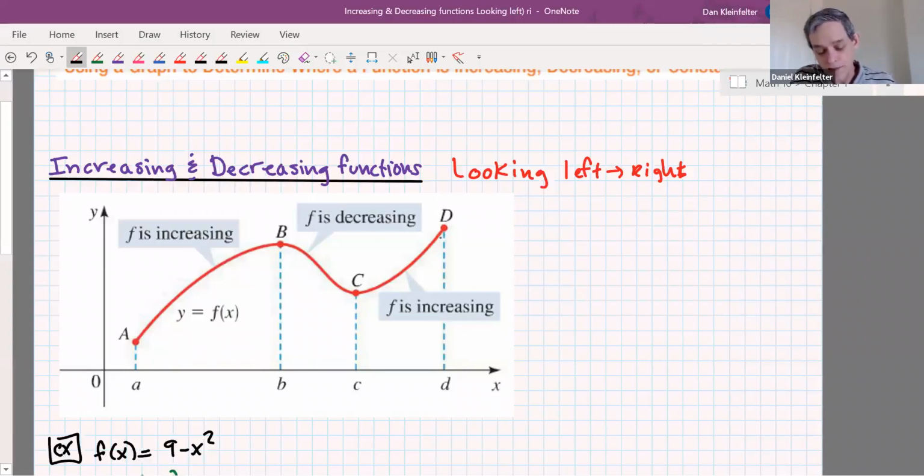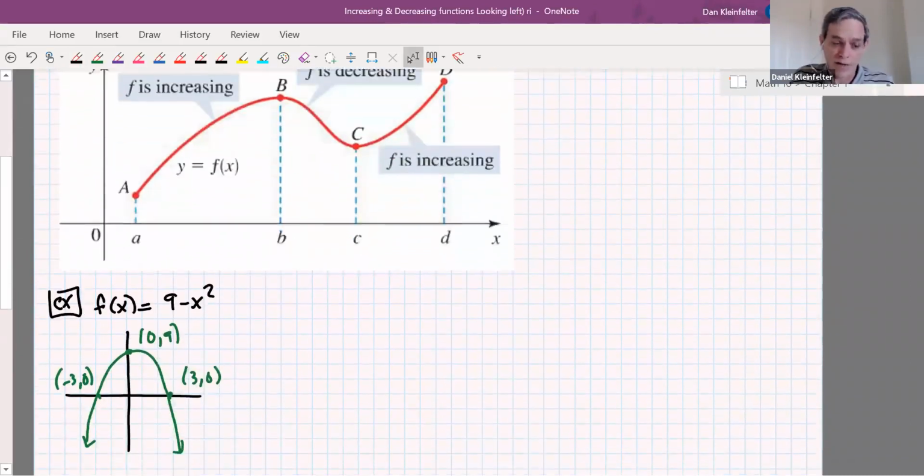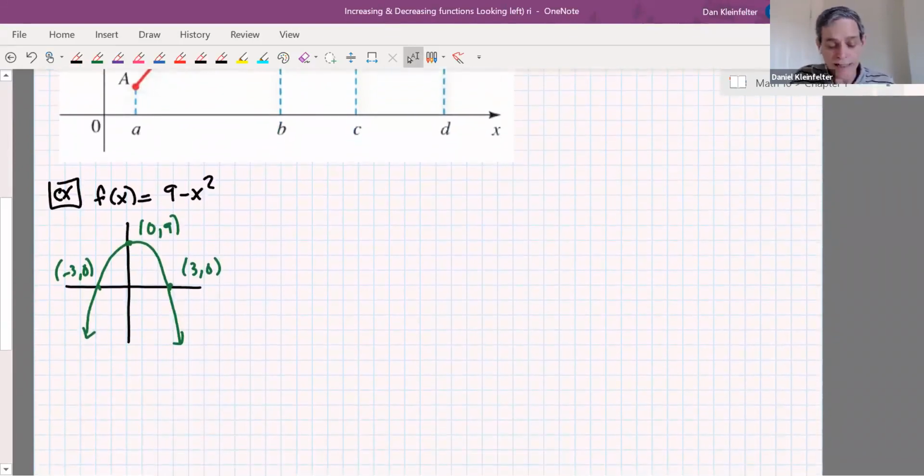A big thing to keep straight with this is that it's always as you're looking left to right, which is the direction that we read in, right? So we read left to right. So if you scan the function from left to right, you need to know, okay, well, is it increasing or decreasing? So try a little example here.